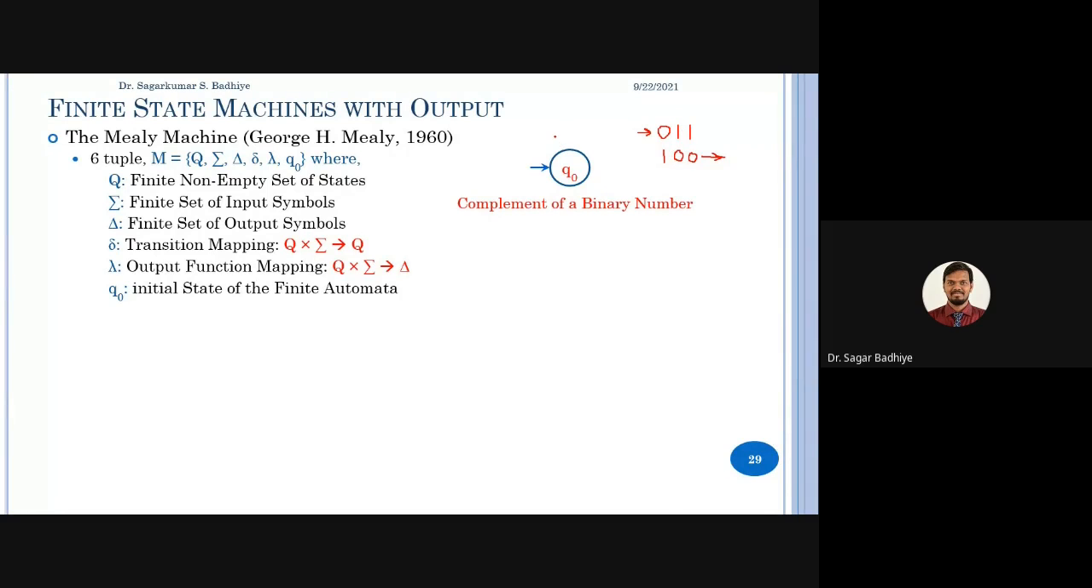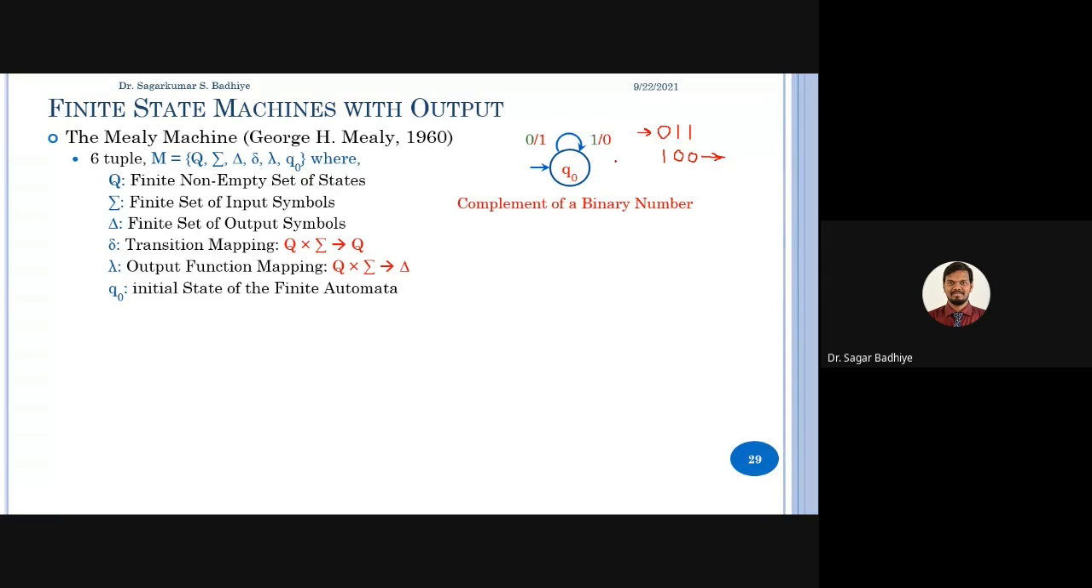This logic is very simple. If our input in this state is 0, it will produce output 1. If the input is 1, it will produce output 0. Output depends on the transition, so output is represented on the transition. This arrow represents a transition. So in Q0, if I get 0 as the input, because your output mapping is dependent on Q by sigma, the output will be 1, as we know by this logic. Similarly, if in the same state the input is 1, the output should be 0.